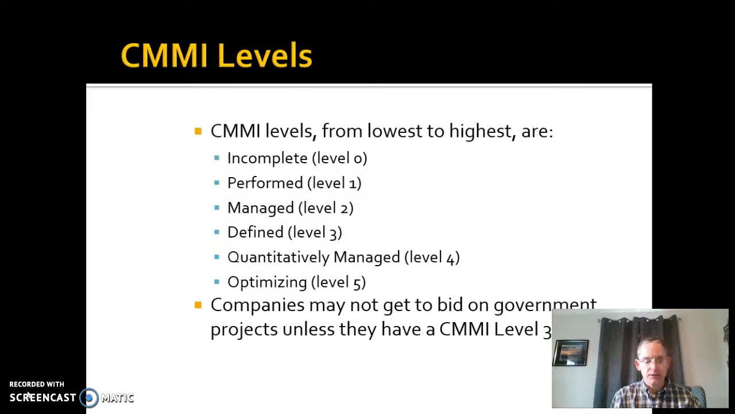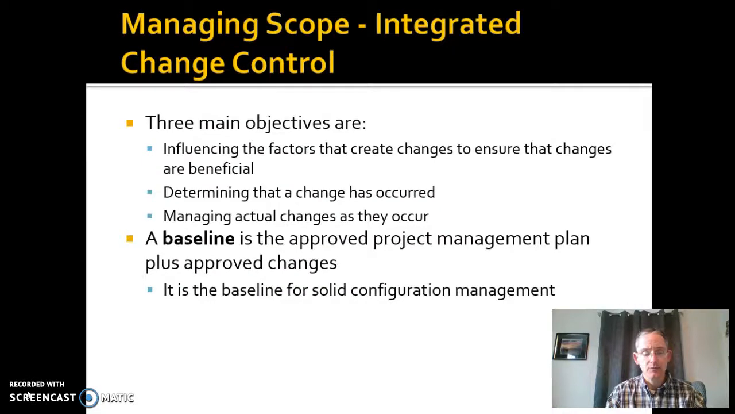5 is hard to get to, but companies that aren't at least at CMMI level 3, for example, can't really bid on government contracts. So there is some layer of this that is accepted, and we need to be cognizant of what CMMI means to us. And look at those processes and that understanding of overall maturity to basically manage our change control.